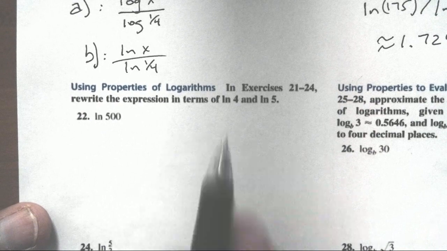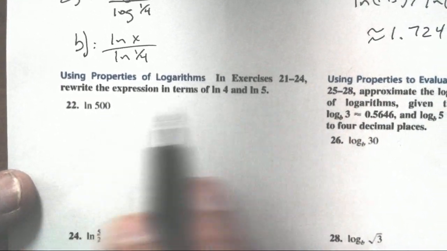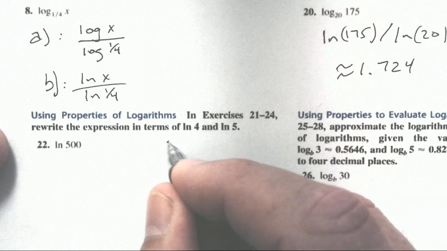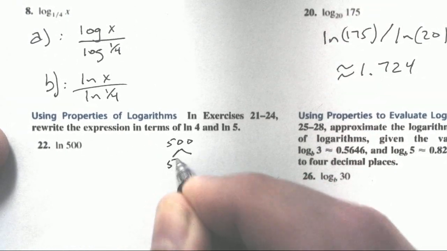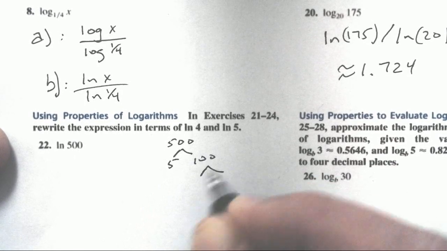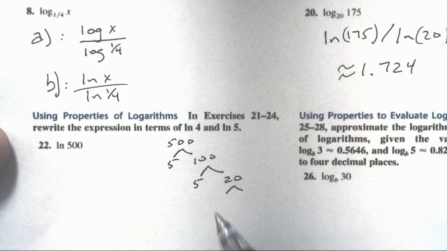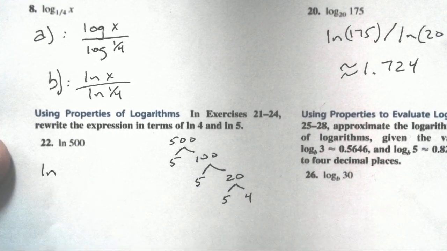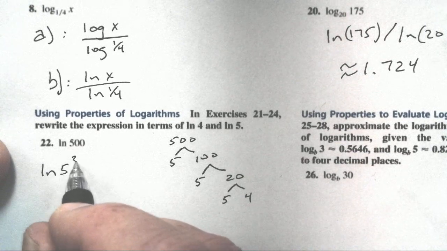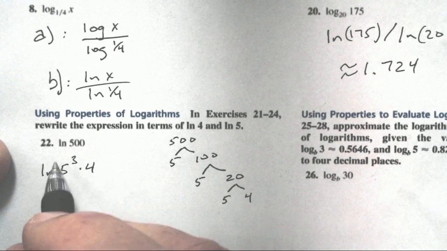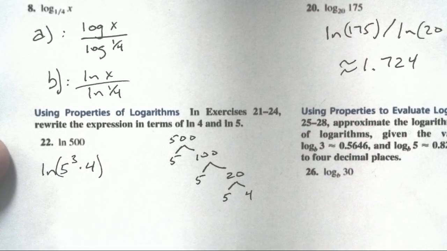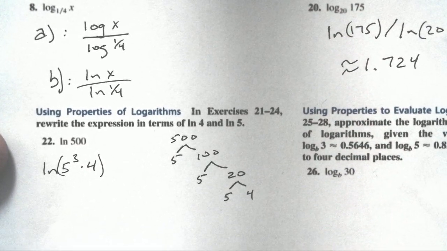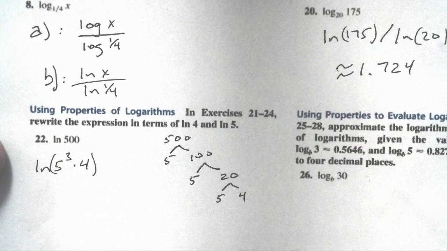Okay, rewrite the expression in terms of ln 4 and ln 5. I want to turn 500s into 4s and 5s, and I can use multiplication or division for those. So I'm going to make this, let's go 500. Well, that factors into a 5 and 100, which factors into a 5 and 20, which factors into a 5 and 4. So this could be written as ln of 5 to the third times 4. That's clearly still ln 500. But I want to have just plain old ln 4 and just plain old ln 5.